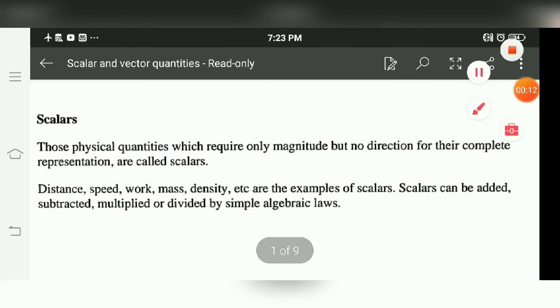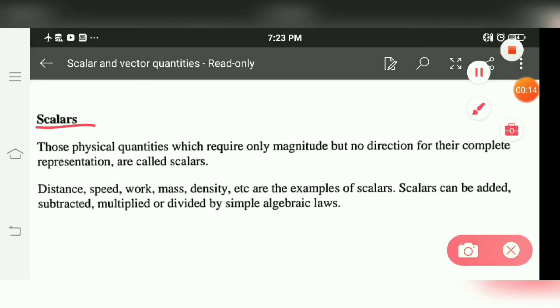Next we have to cover the topic scalar quantities, vector quantities, as well as distance, displacement, speed and velocity. So first is scalar and the vector quantity. Scalar quantity: a quantity which requires only magnitude but no direction, and their complete representation is called scalar. Examples of scalar quantities are distance, speed, work, mass, density, etc. These are the examples of scalar.